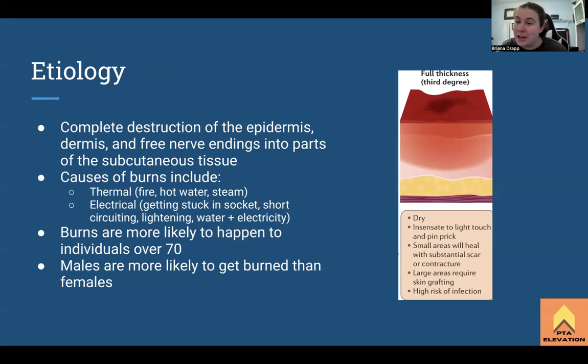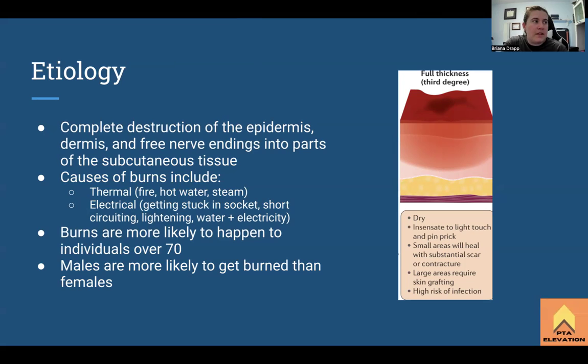Getting struck by lightning is the most aggressive one. But water plus electricity in any capacity, getting stuck in a socket, a short circuit, an arcing of the electrical current and everything, all that can burn people. Third degree burns are more likely to happen to individuals over 70.